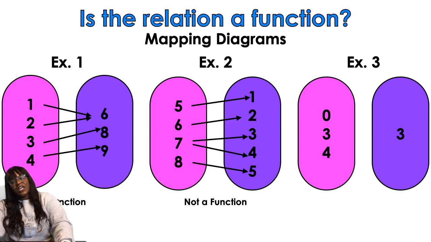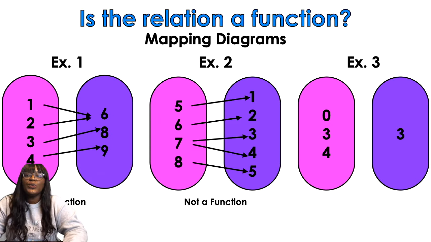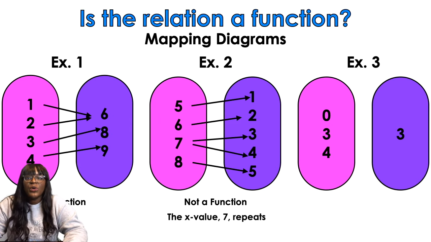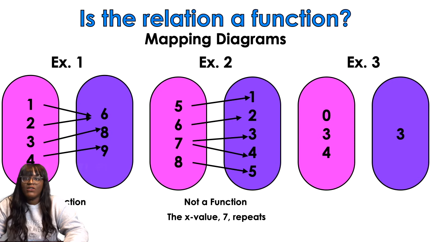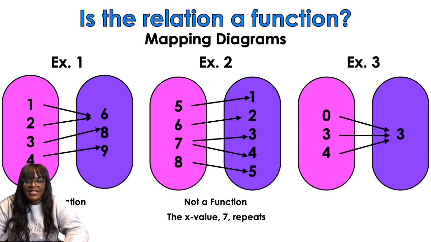So last but not least, we're gonna look at example number three. So we have a 0, a 3, and a 4. And when I'm looking at those X values, I have one arrow from the 0, one arrow from the 3, one arrow from the 4. So that tells me that yes, this is a function.